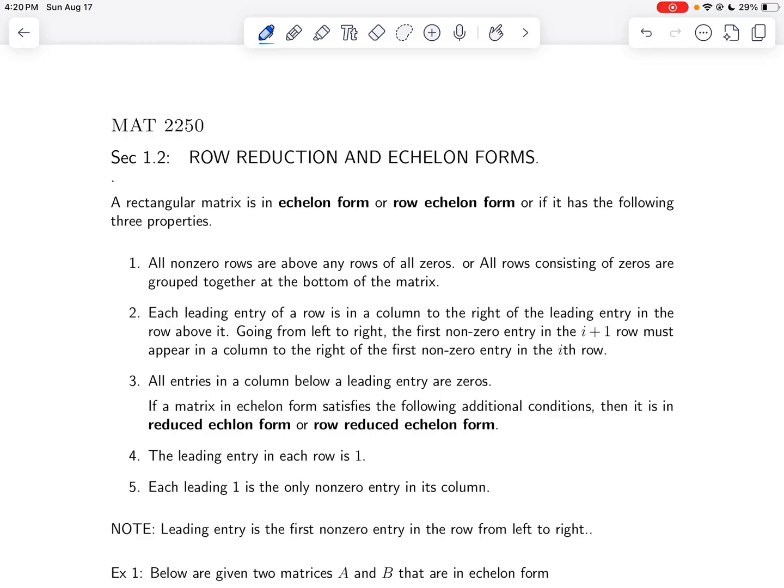Recall that in section 1.1 we followed a technique where we try to make the augmented matrix into an upper triangular matrix in order to find our solution. Then we used back substitution. This method, which converts the rectangular matrix into an upper triangular matrix and then uses back substitution to find the solution, is called Gaussian elimination.